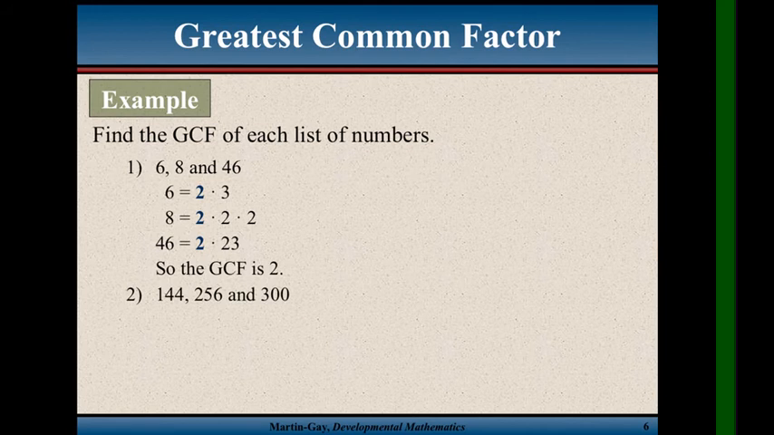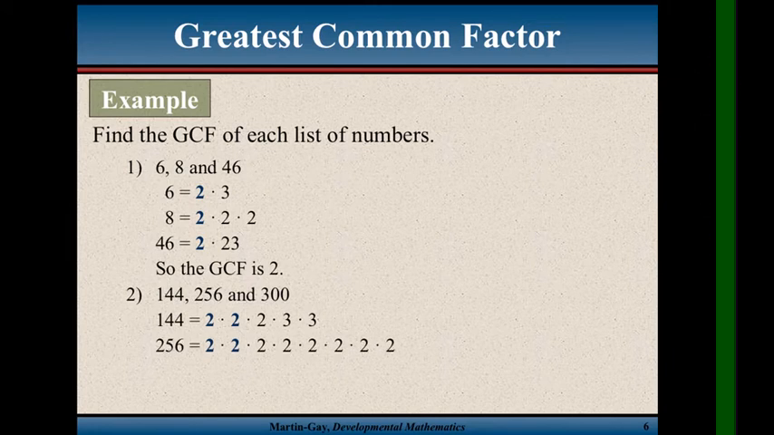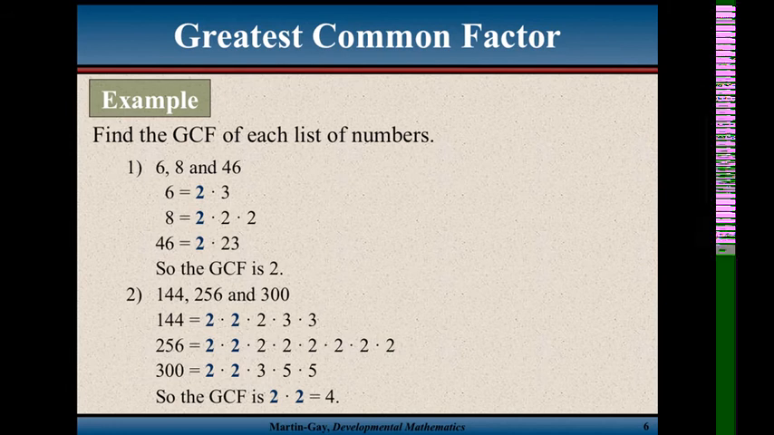144, 256, and 300. So we have 144 is 2 times 2 times 2 times 2 times 3 times 3. And then 256 and 300. So the common factor is 2 times 2, and that is equal to 4. Okay, so you can go back to this presentation if you want, if you still want to understand how to get the GCF of two or more integers.